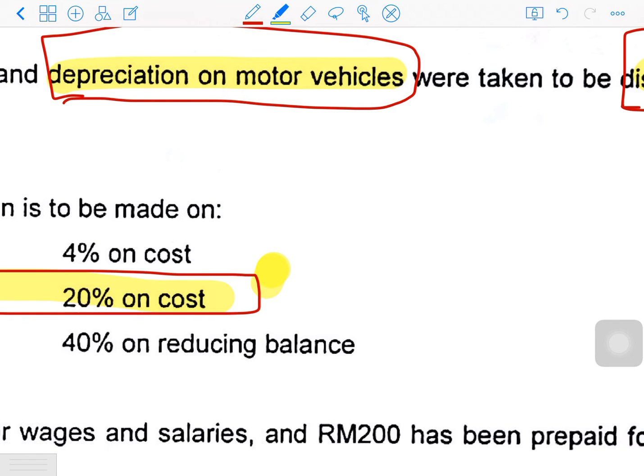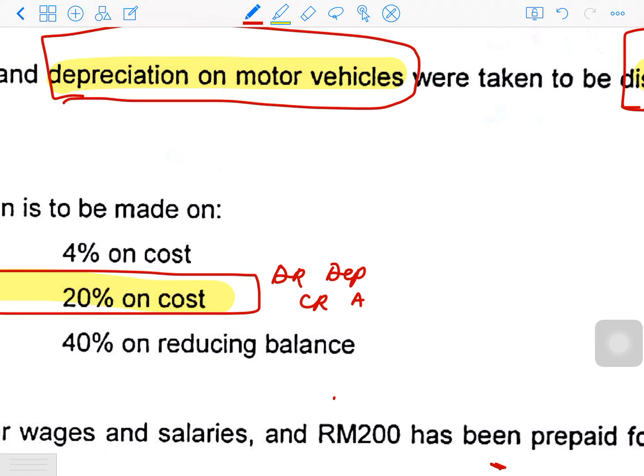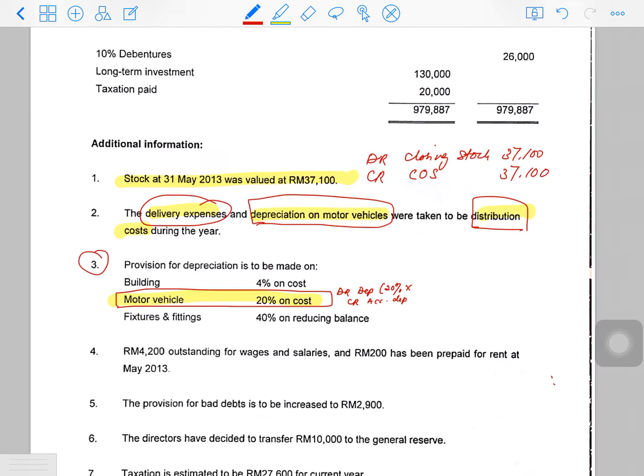That means the double entry would be, debit what? Double entry. Debit depreciation and credit accumulated depreciation. Okay, accumulated depreciation. Right. So you have to calculate 20% times the cost. How much is the cost?